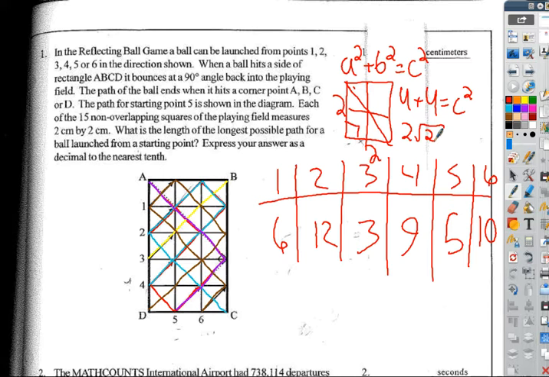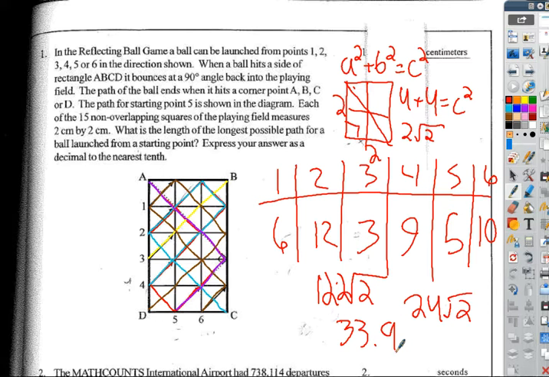Okay, and so now that it's 2 root 2, we know that it says what is the length of the longest possible path, so it's going to be 12 times 2 root 2, and so it's going to be 24 root 2, or is it 33.9? Yeah, or 33.9. Yeah. So John's going to do the second one.